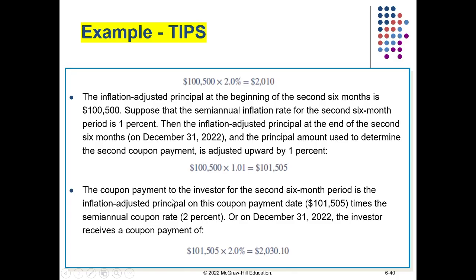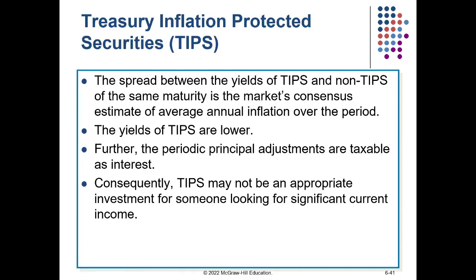Therefore, the coupon payment to the investor for the second 6-month period is inflation-adjusted principal on the coupon payment date, which is $101,505 times the semi-annual coupon rate, which is 2%. So that's this equation. Or on December 31st, 2022, the investor receives a coupon payment of $2,030.10. So that's TIPS. That's an example of TIPS, right?